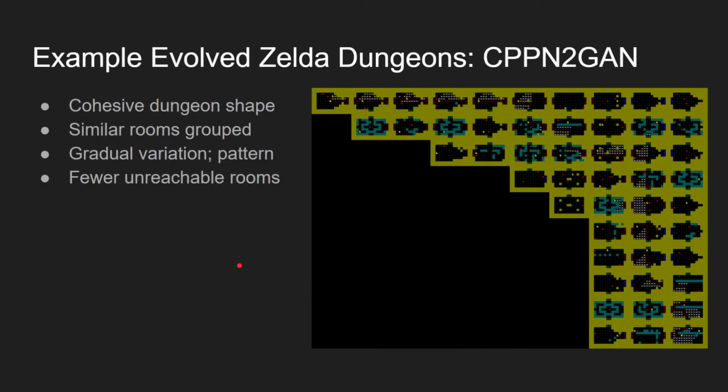In contrast, CPPN-to-GAN has a bit more of a cohesive dungeon shape, and we see that rooms of a similar layout tend to be grouped together. So these water rooms have a similar layout, these empty rooms have a similar layout, then we go back to a similar water layout, then back to a similar sort of wall layout on the right side there. So you're going through regions that gradually vary as you explore the dungeon. In general, there are fewer unreachable rooms too. This example has no unreachable rooms. They happen occasionally, but they happen less often with CPPN-to-GAN.